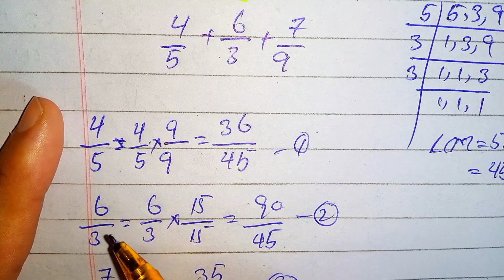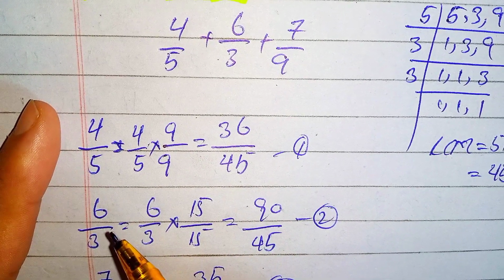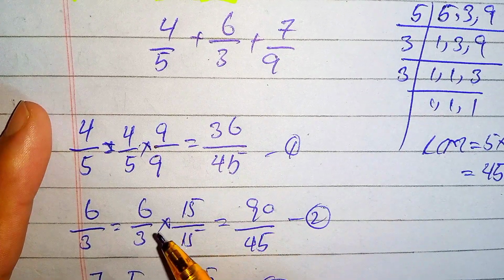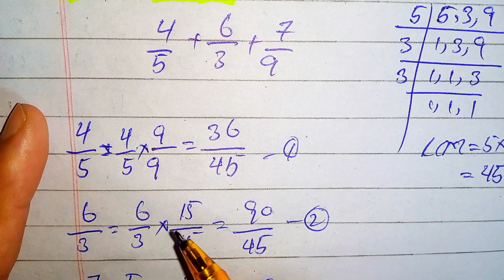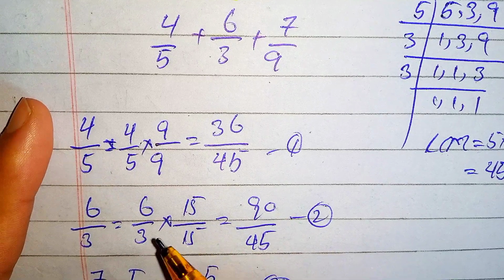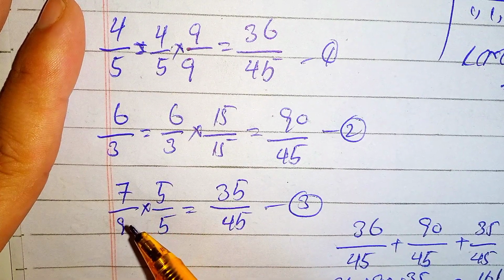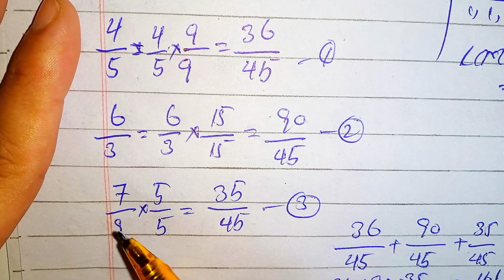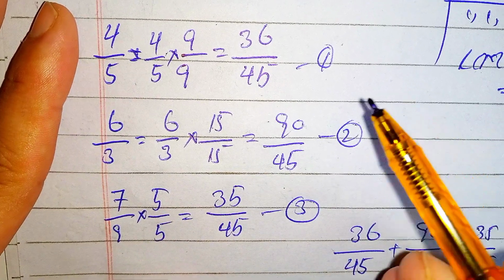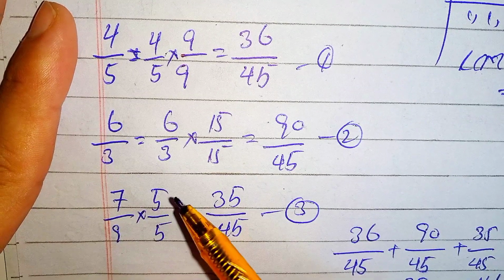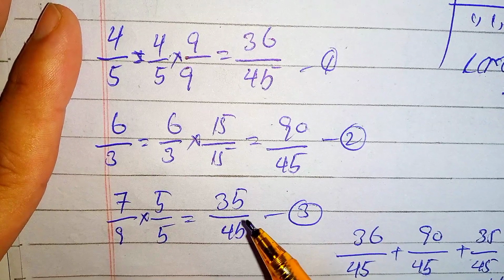Now we will multiply 6 over 3 with such a number that the denominator of 6 over 3 becomes equal to 45. So we will multiply 6 over 3 with 15 over 15. So 6 times 15 is 90 and 3 times 15 is 45. Now we will multiply 7 over 9 with such a number that the denominator of 7 over 9 becomes equal to 45. So we will multiply 7 over 9 with 5 over 5. So 7 times 5 is 35 and 9 times 5 is 45.